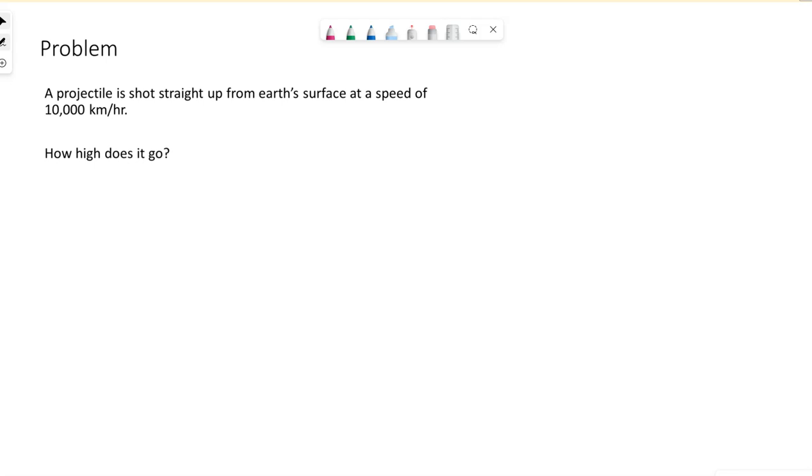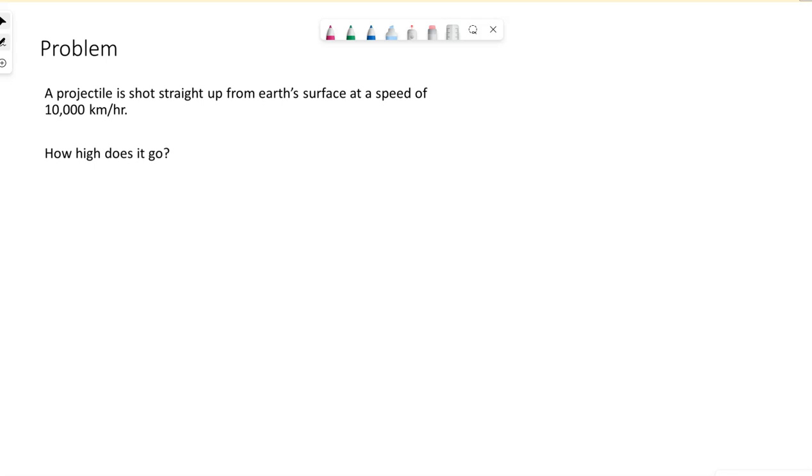So we have an example problem here. A projectile is shot straight up from Earth's surface at a speed of 10,000 kilometers per hour. How high does it go? Now we are assuming here the Earth has no rotation, because technically the Earth's rotation does affect the launching of a projectile, but we'll leave that for your dynamics course later.